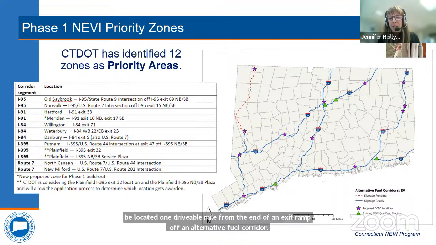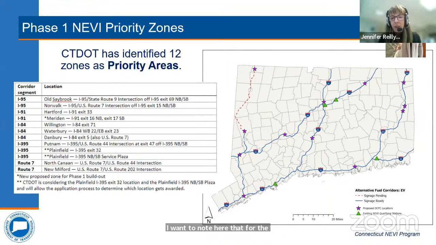I want to note here that for the Plainfield zones along I-395, there are 2 locations listed as priority areas, but DOT will be allowing the application process to determine which location gets awarded. So even though there are 12 locations listed, we will only be funding 11 locations for phase 1 of the program.